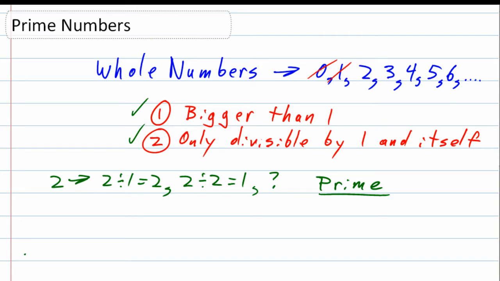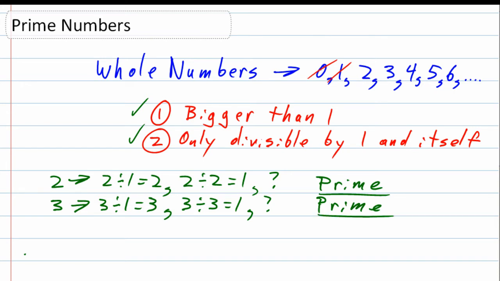Let's take the next one, 3. Again, I could say 3 divided by 1 is 3. 3 divided by itself is 1. And again, I try to think if there's anything else that it's divisible by. And again, I'm stuck. I can't think of any other numbers other than 1 and 3 that divide evenly into 3. So this is also a prime number.